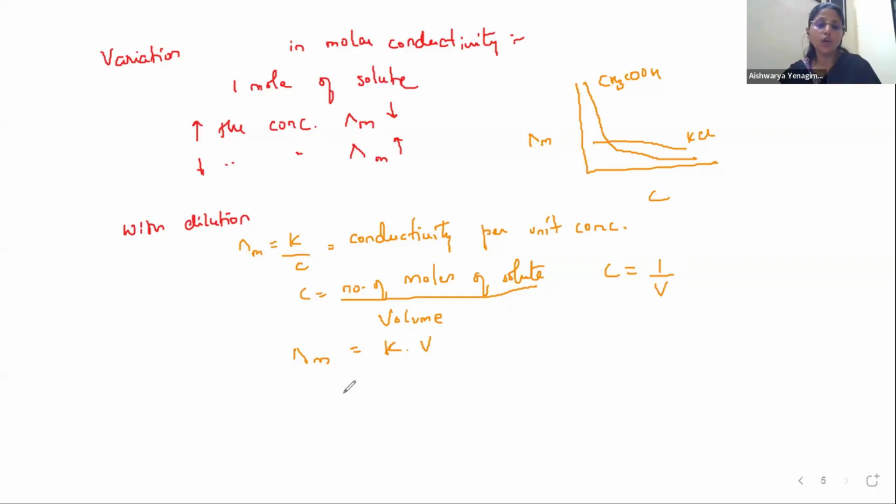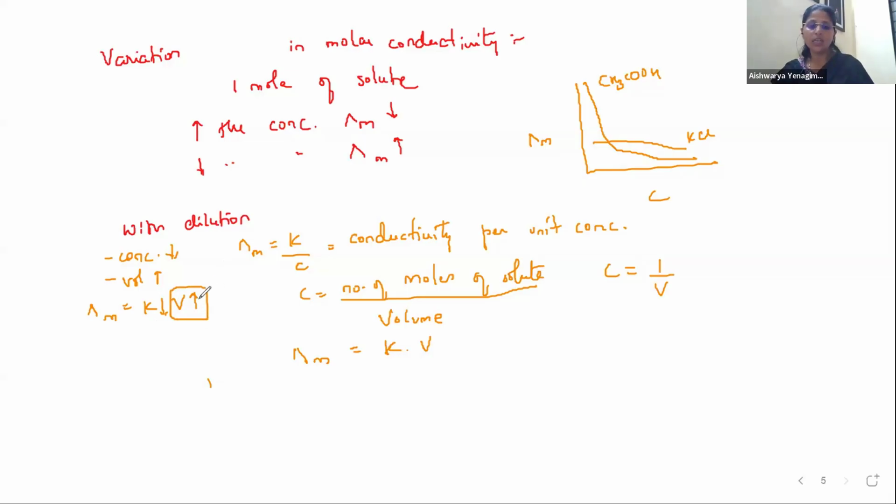On dilution, concentration decreases, but volume is increasing, because more solvent is being added. So molar conductivity is K into V. On dilution, K is decreasing and V is increasing. Molar conductivity is related to both terms, kappa and volume; it is directly proportional to both. But here K is decreasing and V is increasing. Correct? So who is my decision maker? The decision maker is volume.